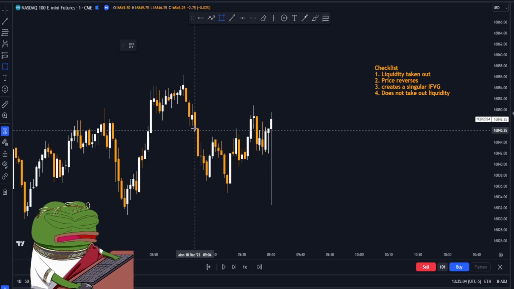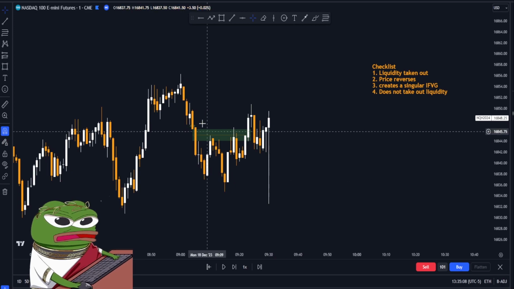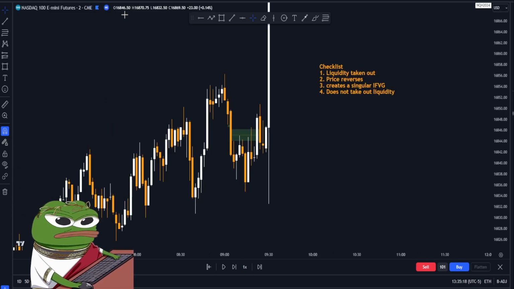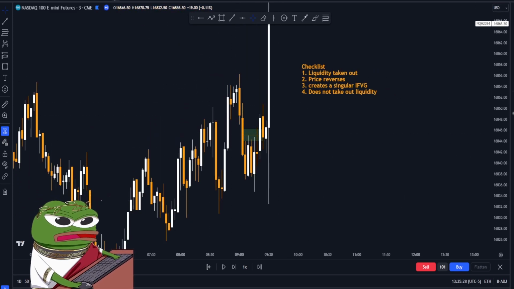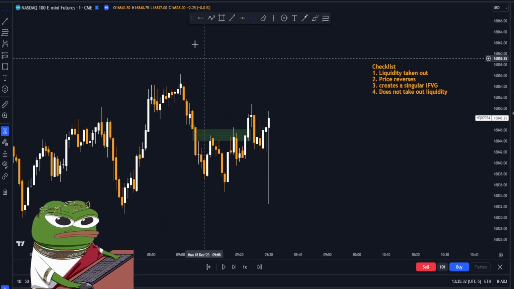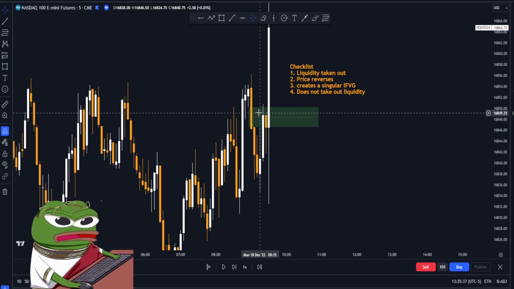That means that if we have two fair value gaps like here, I do not want to enter on that. Okay, so what you want to do, and this is a tip, so write it down. You want to go to a higher time frame until you get one single fair value gap. So 2 minutes, still have two fair value gaps. 3 minutes, still 2. 5 minutes, and there is the one. So you would mark this up like this, and that's your fair value gap.